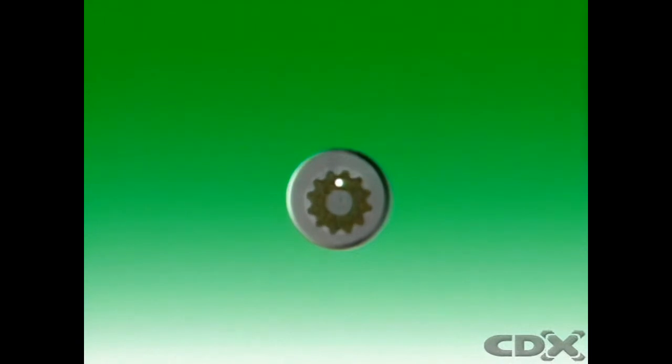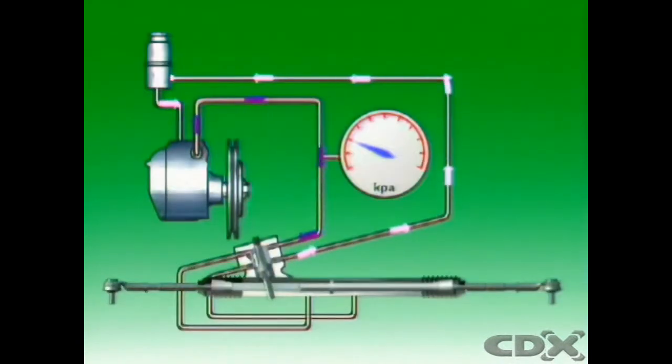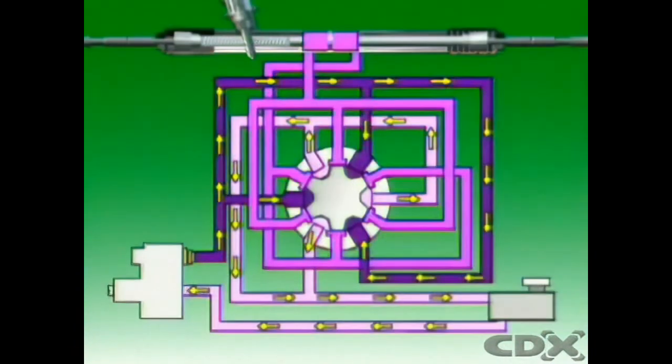As soon as the steering is turned to the left or right, slight relative movement occurs between the inner and outer members. In the neutral position, the inner member lets fluid pass equally to both sides of the rack piston and return to the fluid reservoir. Equal pressure is applied to both sides of the rack piston.